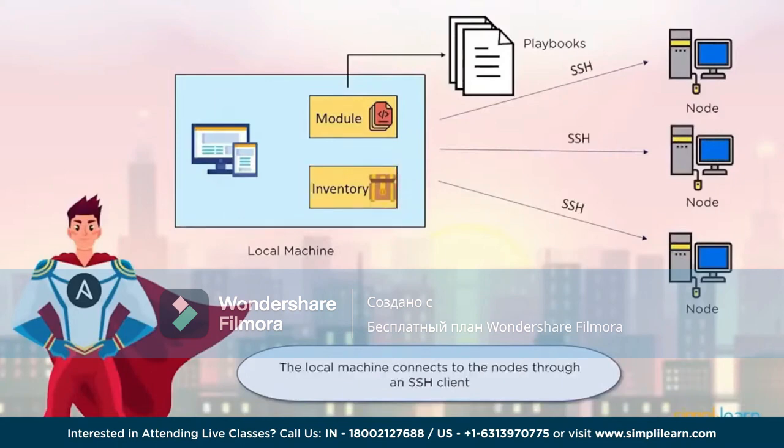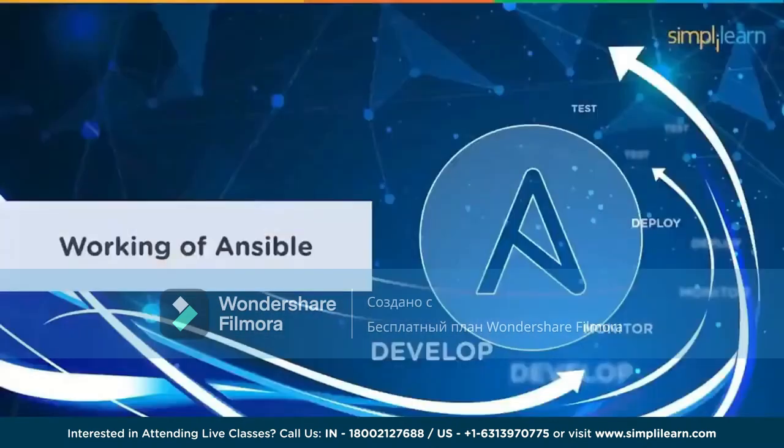So of course, the local machine needs to communicate with the client. And how is this done? This is done through SSH. SSH is your secure shell, which basically provides a protected communication in an unprotected environment. Okay, these are the components of Ansible.